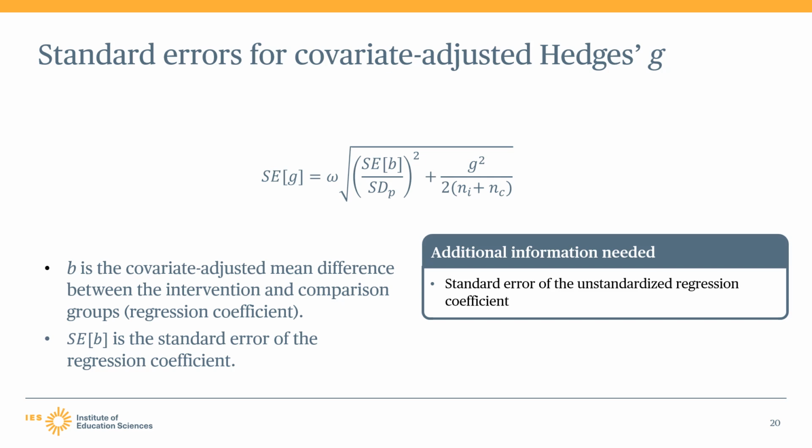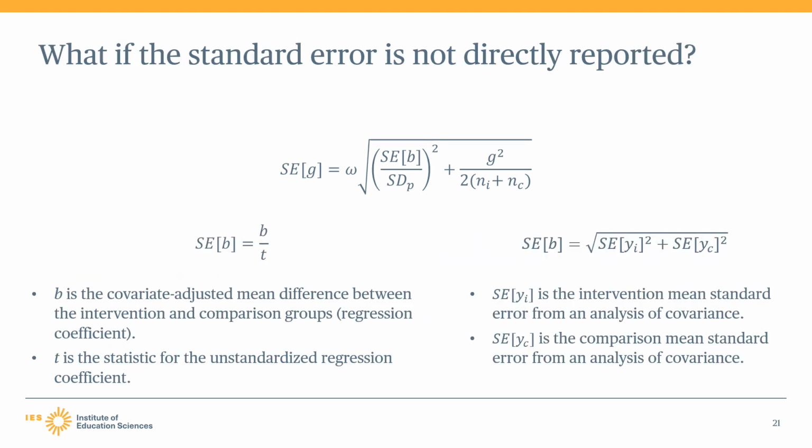So, when reviewers are calculating a Hedges G effect size and its standard error using covariate-adjusted mean differences, they will need one additional piece of information beyond what is needed to calculate the effect size, the standard error of the unstandardized regression coefficient. This is shown as SEB in the equation. Sometimes a study may not report sufficient information about the standard error of the unstandardized regression coefficient. If that is the case, the WWC can estimate that value from other types of commonly reported information.